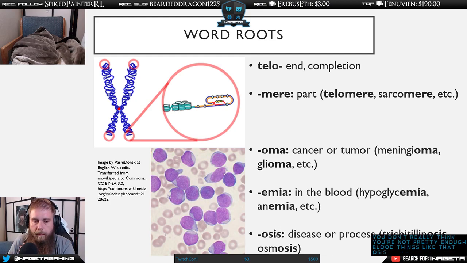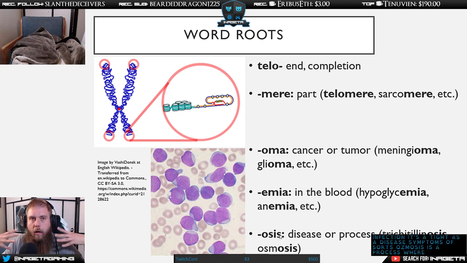Osis. That's a disease or process, always. If something is oma, that's a cancer. Osis is a disease. So trichotillinosis is a type of bacterial infection. It's a disease of sorts. Osmosis is a process where water is transferred across membranes and concentration gradients. It's a passive diffusion. So it could be a disease or a neutral process like osmosis, which definitely isn't a disease. It's a function, or a necessary function for life.